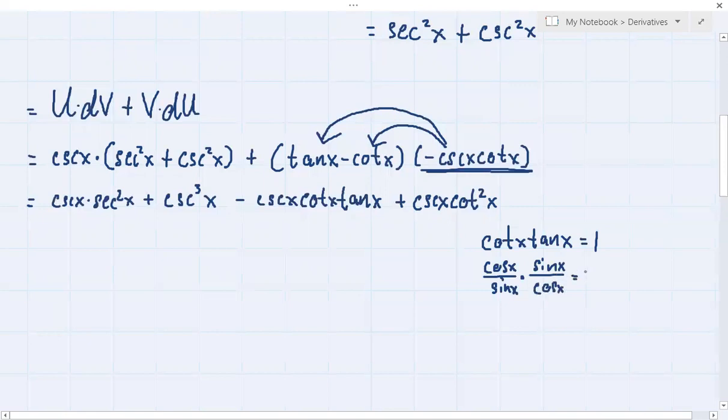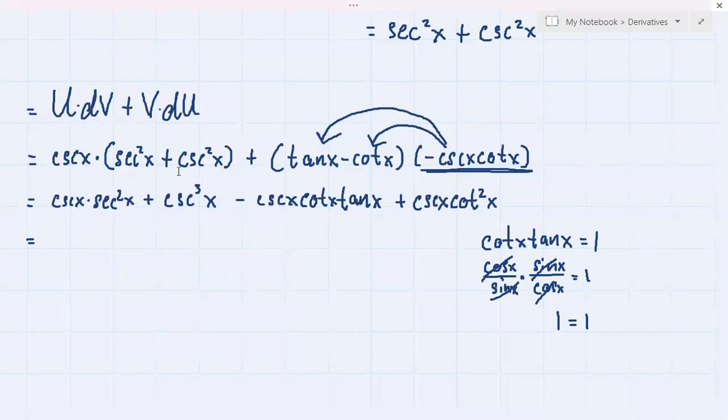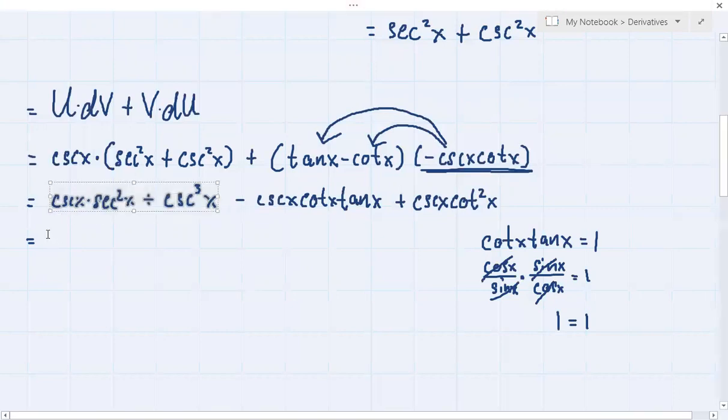So what will happen? You see, they will cancel. We have cosine x on top and cosine x on the bottom, and we have sine x on top and sine x on the bottom. So what is the result? It becomes just 1. So it is verified, or proven. Therefore, cotangent x times tangent x will be 1. Let me copy the other terms.